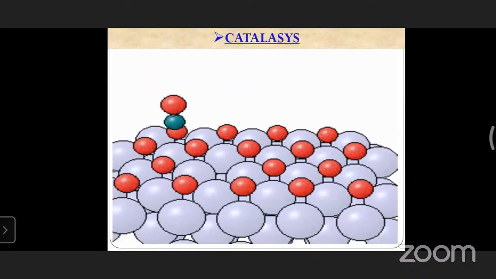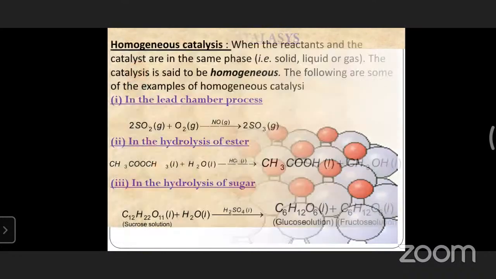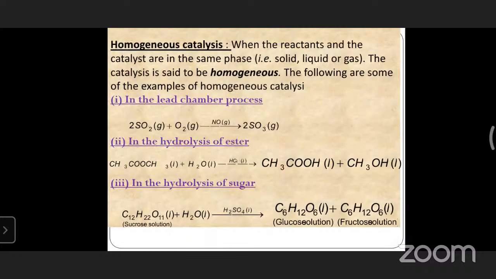Okay, children, after that, types of catalysis. We'll see homogeneous catalysis first. What is meant by homogeneous catalysis? I'll give you a simple definition. In any chemical reaction, let us observe here: sulfur dioxide, oxygen, sulfur trioxide. By the oxidation of sulfur dioxide, we get sulfur trioxide, and NO is used as the catalyst here. In this one HCl is the catalyst, and in this one H2SO4 is the catalyst. Hydrolysis of ester uses HCl. Hydrolysis of sugar uses H2SO4.